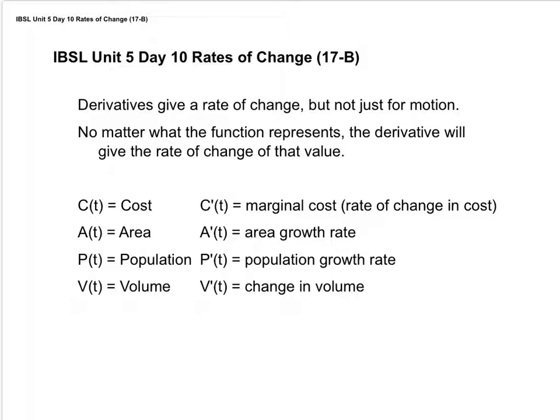Now, as we look at rate of change, we often get stuck in a rut of thinking of this only in terms of motion. But the fact of the matter is, no matter what our function represents, the derivative gives a rate of change. So if we have a cost function, if we're a manufacturer, then the derivative will give us our marginal cost.